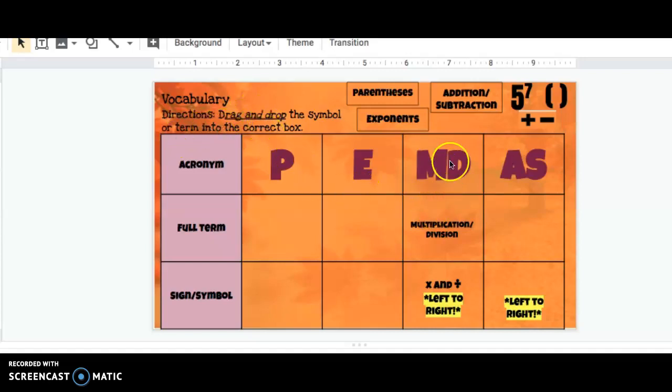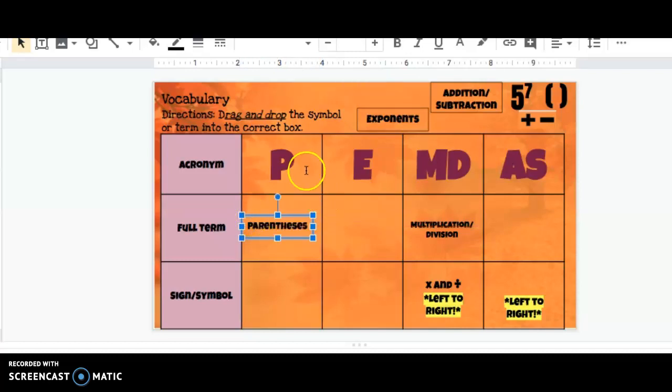So I did the multiplication division one, because M stands for multiplication, the D stands for division, and then I put the multiplication and division sign. So let's start with the P. The P is our parentheses. So I'm going to click and I'm going to drag my parentheses into the term because that is the word that stands for the P.